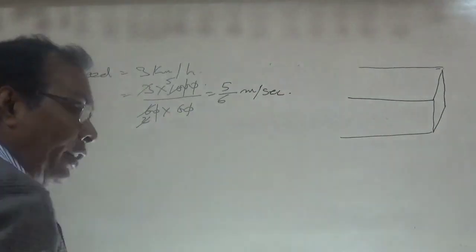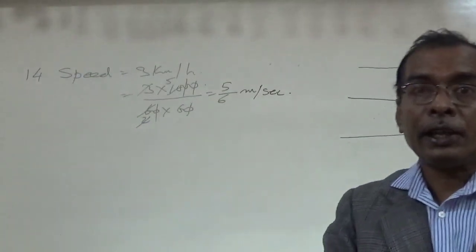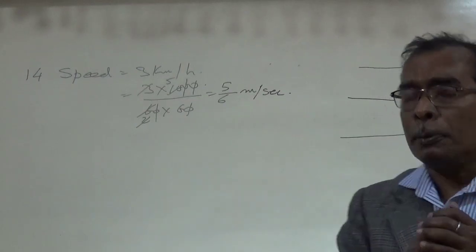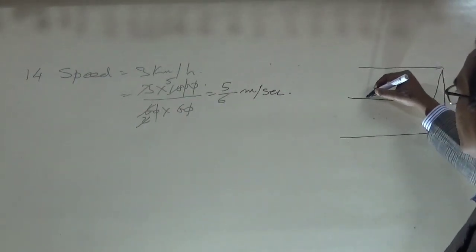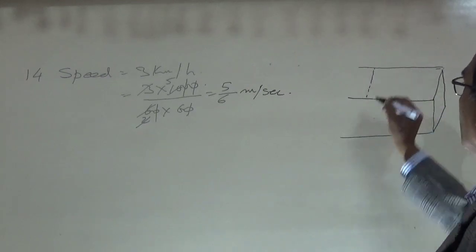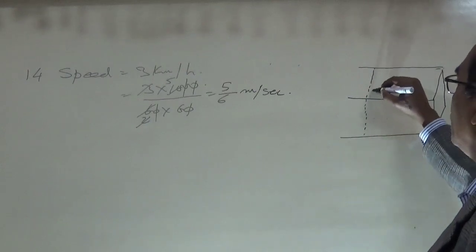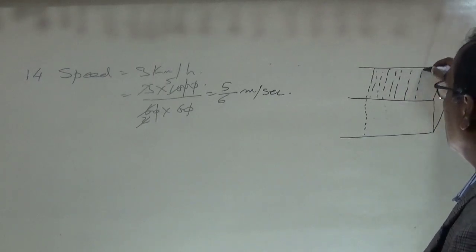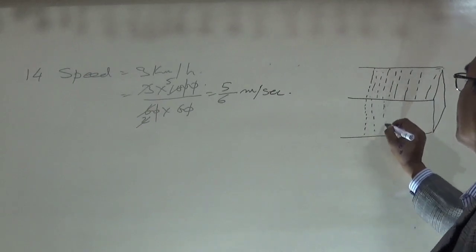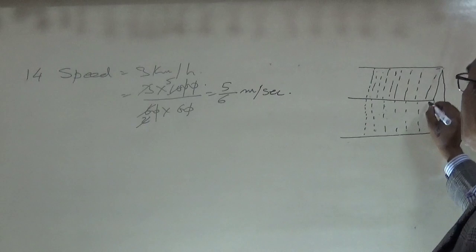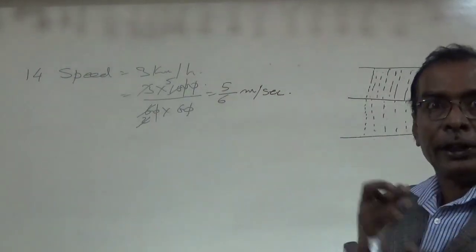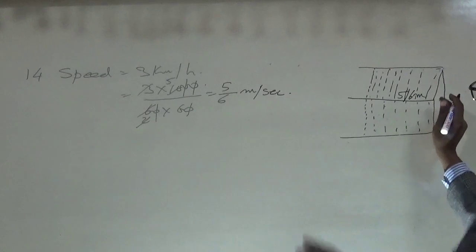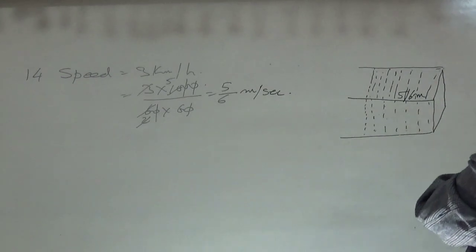Now what is the meaning of 5 by 6 meter per second? The speed of the river is 5 by 6 meter per second. What does it imply? Suppose here it is filled with water. This is a broken line, this is filled with water. This particular diagram will not be recorded; I am explaining it here for your understanding. Why have I taken this much only? Because it is coming from infinite distance. But this distance is nothing but 5 by 6 meter, and this 5 by 6 meter of water is coming out from the mouth in 1 second.